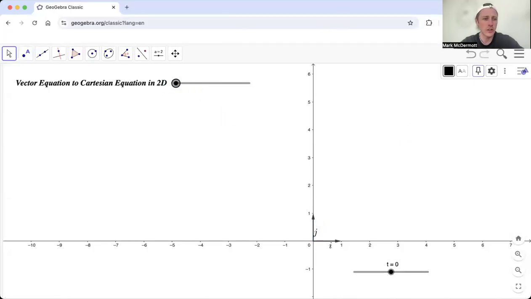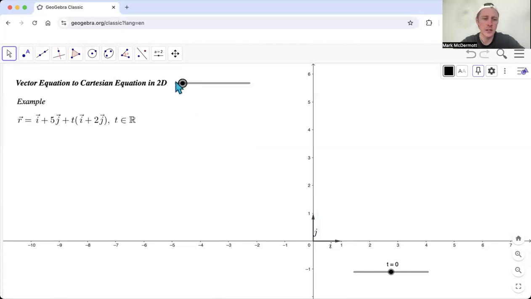All right, so we're going to look at how to convert a vector equation to Cartesian equation in 2 dimensions. Some of the background knowledge you'll need for this is about unit vectors. A unit vector in the x direction is what we call i, and it is a vector from the origin to the point (1, 0). Similarly, in the vertical direction, we call that unit vector j. It goes from 0 to 1.